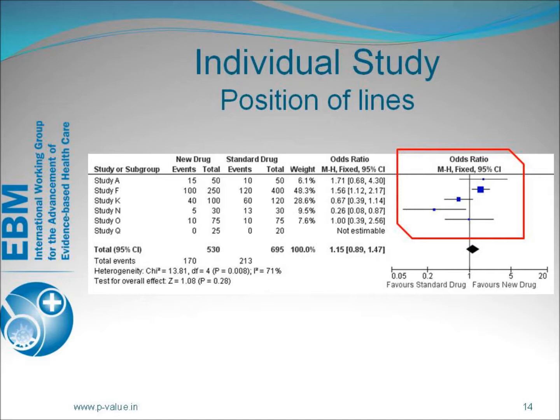The arm of each study represents the confidence interval. If the arm crosses the line of no effect, there is no significant difference between the groups. Since a 95% confidence interval is used, if the arm stays on one side of the line of no effect, it can be interpreted that there is a significant difference with a p-value of less than 0.05.